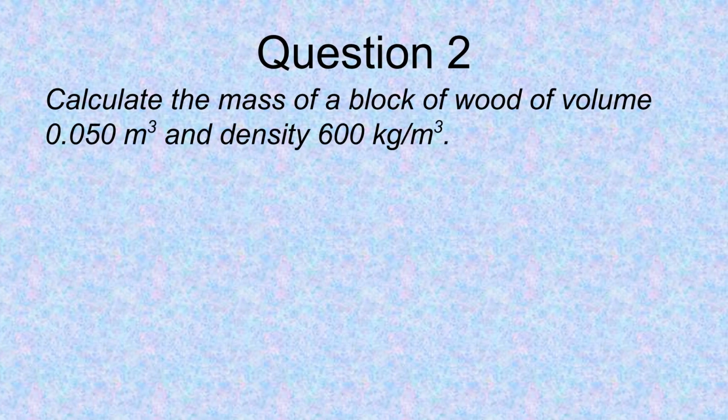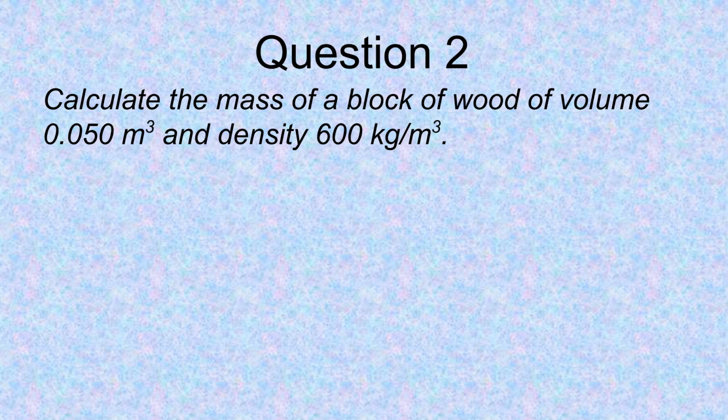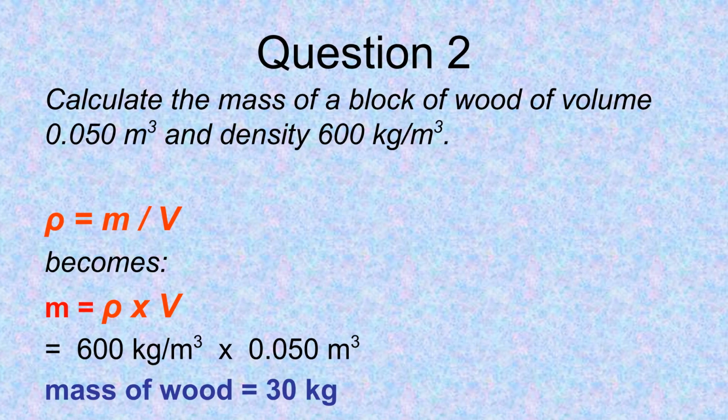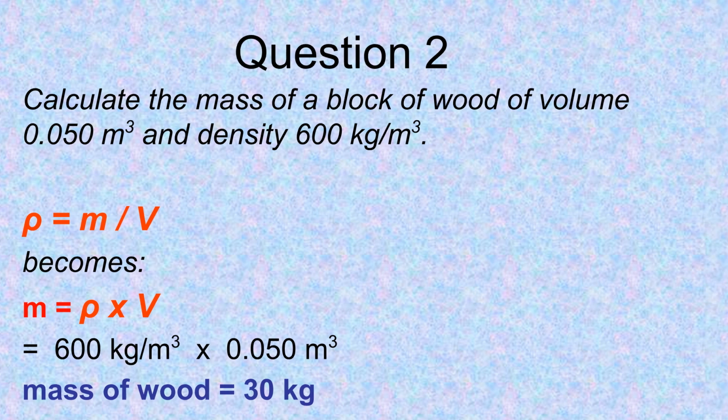Here is question 2. Calculate the mass of a block of wood of volume 0.050 cubic meters and density 600 kilograms per cubic meter. We rearrange the density formula to find mass. Mass equals density times volume. Multiply 600 kilograms per cubic meter by 0.050 cubic meters. The mass of the wood is 30 kilograms.